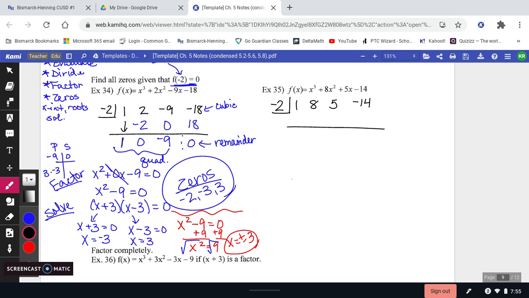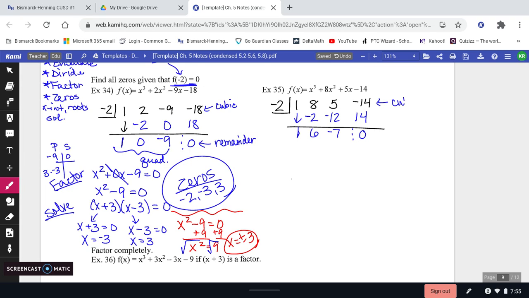Okay, go through that same process. We're going to bring the 1 all the way down. We're going to multiply, add, multiply, add, multiply. Again, it was a 0, so that means it's going to divide evenly into that cubic, so you should always get a remainder of 0.